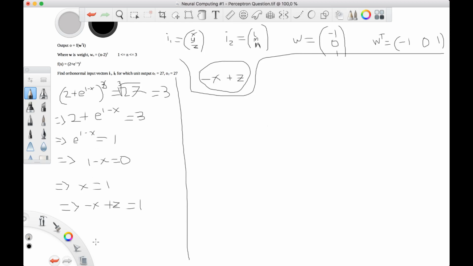So all I2 is going to be is minus L, because L corresponds with x, plus n, because n corresponds with z. That is equal to 1.